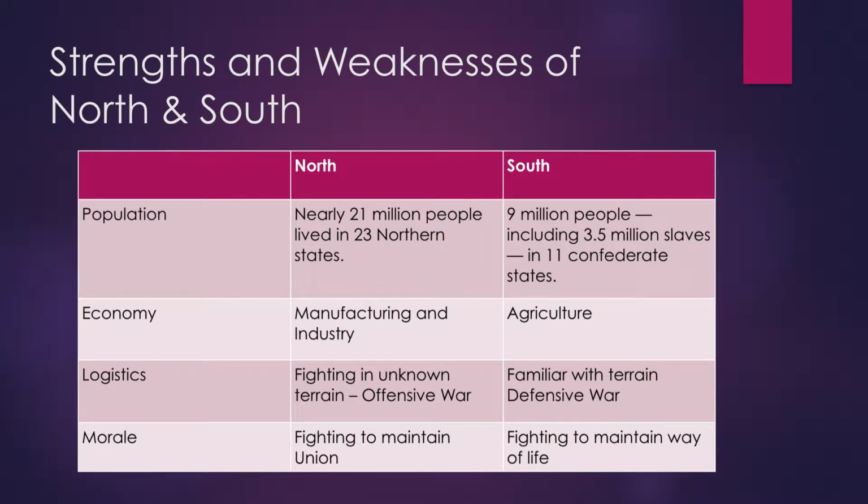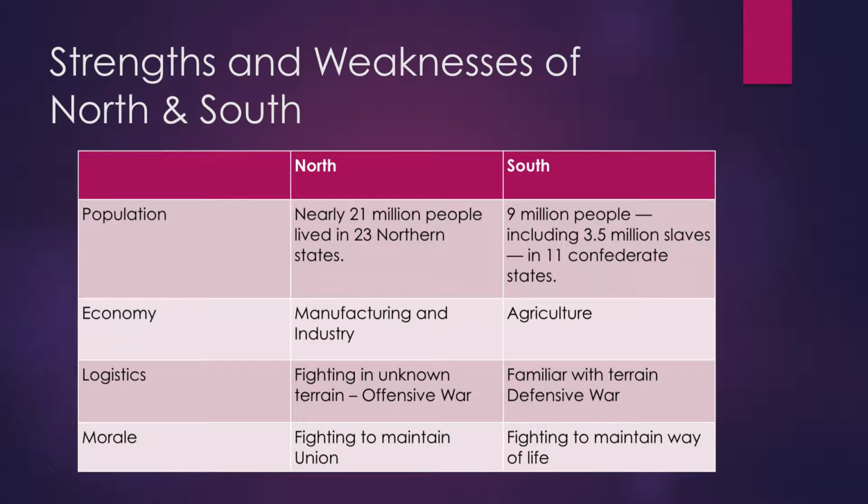In this war, the Civil War, there are strengths and weaknesses on both sides. On paper, the Union outweighed the Confederacy in almost every way. Population: nearly 21 million people lived in those 23 northern states. The South had just 9 million people, including 3.5 million slaves, in 11 Confederate states. The economy of the North was manufacturing, compared to the South's agriculture.